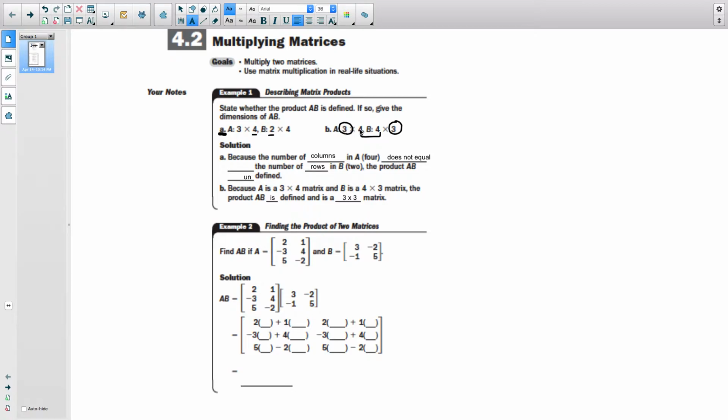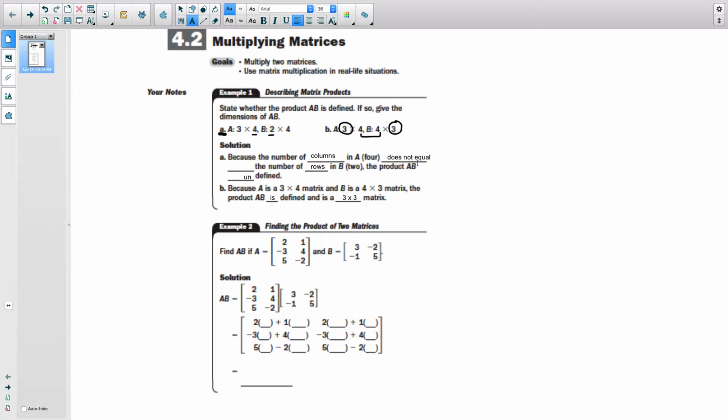Again, write the dimensions side by side. The first matrix is a 3 by 4, the second matrix is a 4 by 3. Check to make sure those two numbers in the middle are the same. If they are, then the product is defined, and your answer will be the size of the numbers on the outside. In this case, it's a 3 row by 3 column matrix. That's how you determine if you can even multiply two matrices.